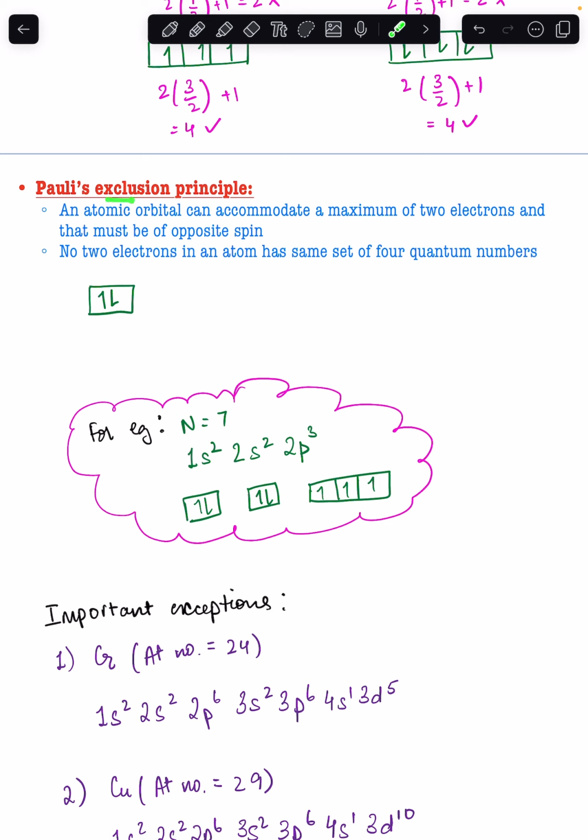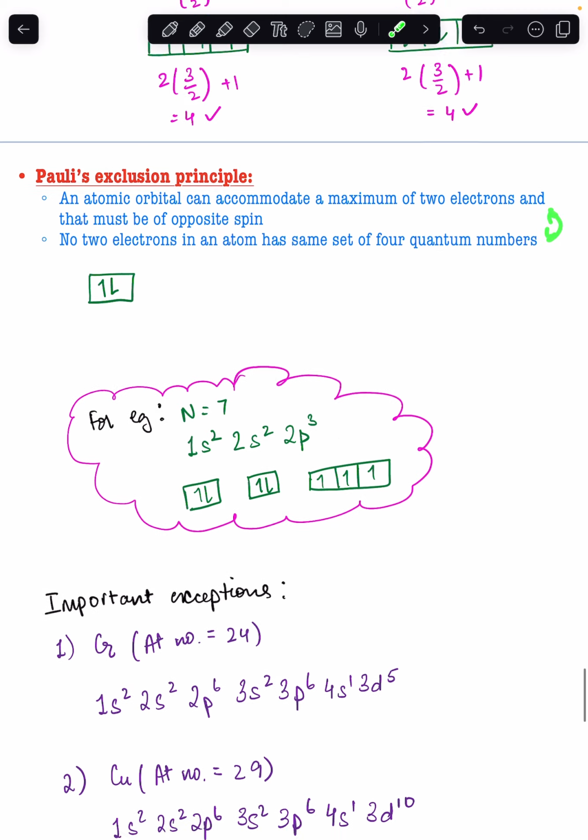Okay? But it does not feel like an exclusion, right? Why is this named Pauli's exclusion principle? For that, you will get the answer from the second definition. The second definition says, no 2 electrons in an atom have the same set of 4 quantum numbers. How are these two the same?